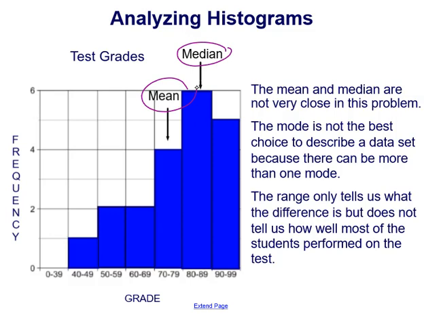The mode is not the best choice to describe a data set because there can be more than one mode. And the range only tells us what the difference is, but does not tell us how well most of the students performed on the test. So we have to be careful of which measure is the best to really look at the data, but we can see, looking at the data display, the comparison of the mean and the median and how the data is distributed.